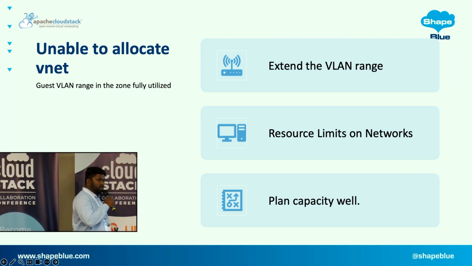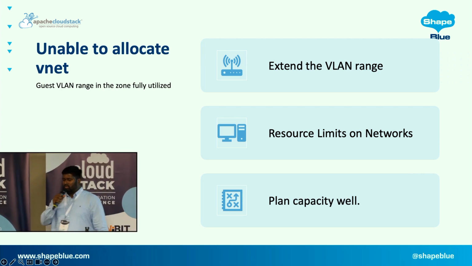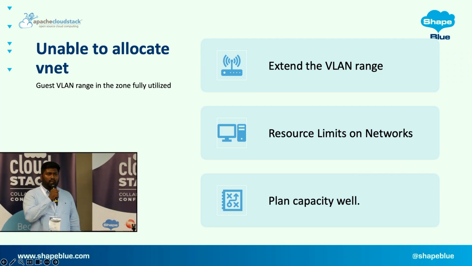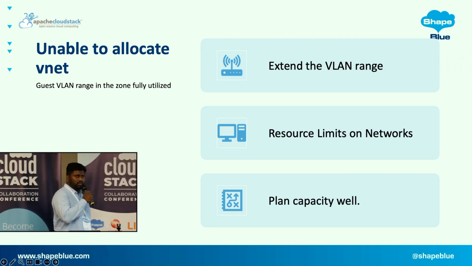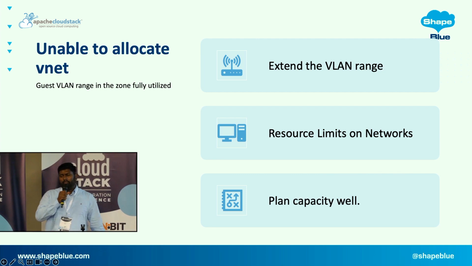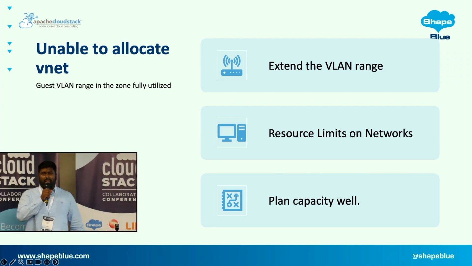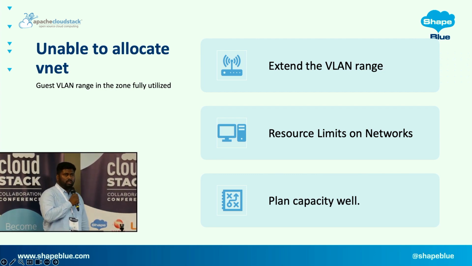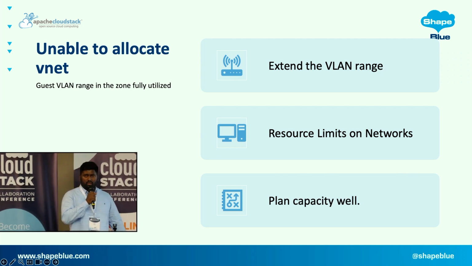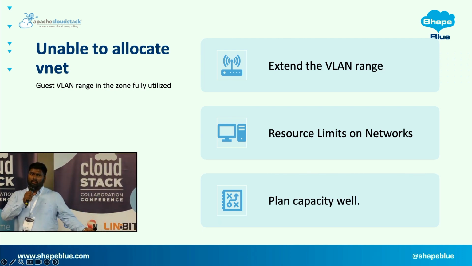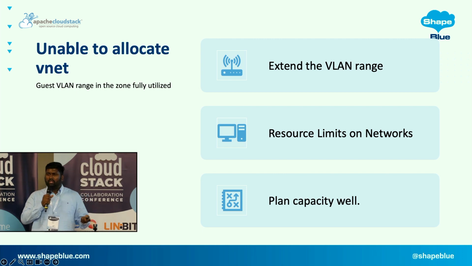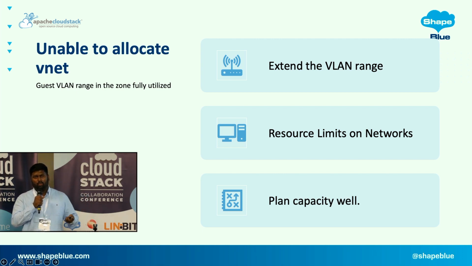Like public IP addresses, VLAN is a resource that you need to bring up your network in most cases. If your network needs to be implemented with a new VLAN, and if it's not available, you might be hitting this issue. Similar to public IP addresses, you could extend the VLAN range. You could use resource limits on the networks to avoid hitting this issue. And obviously, you could plan your capacity well. If you know how many networks you would need, you could have added the VLANs accordingly.